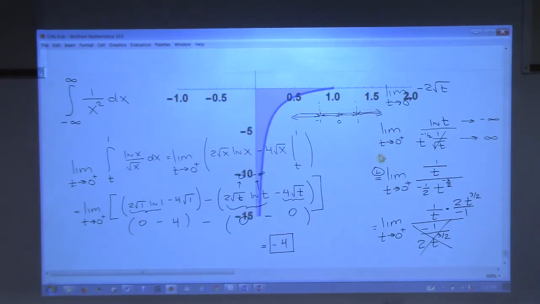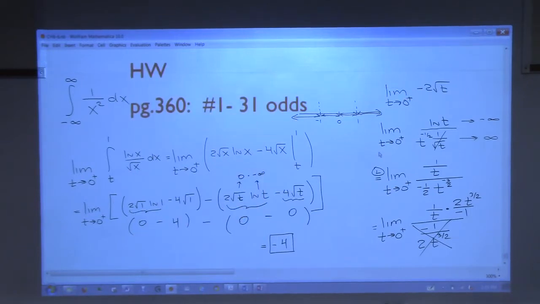There's the picture. -4. Makes sense that we got a negative number. Okay. So there's the homework for this. The test.